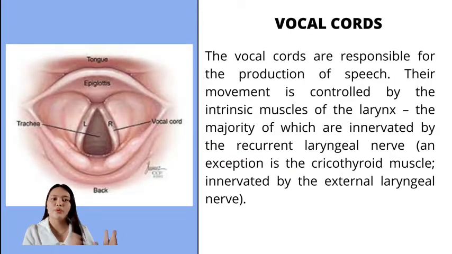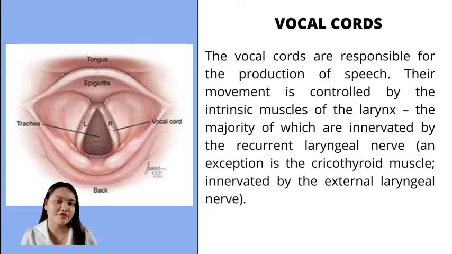Next are the vocal cords. So what are the vocal cords? The vocal cords are responsible for the production of speech. Their movement is controlled by the intrinsic muscles of the larynx, the majority of which are innervated by the recurrent laryngeal nerve. An exception is the cricothyroid muscle, innervated by the external laryngeal nerve.